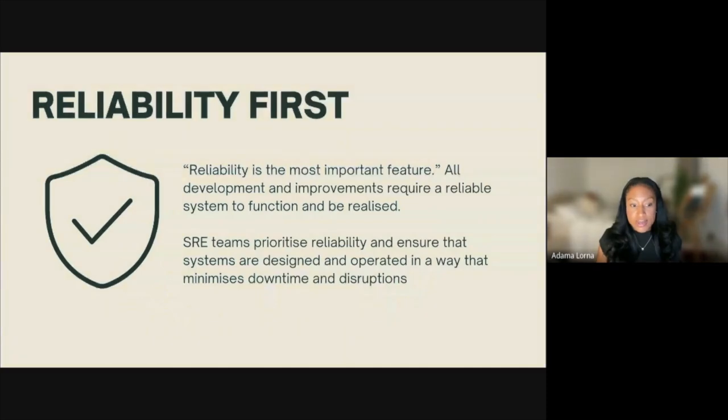So let's talk about reliability first. Reliability is the most important feature. That is what backs everything that SREs do. This fundamental belief that there is no point in you creating a new widget, a new feature, somebody can download new videos on your platform, if the platform is unreliable. If every time the user tries to click on something, they aren't getting the experience they expect, well, then it doesn't matter how shiny your new widgets are effectively. And this is what guides SREs. Reliability is at the forefront of our minds.